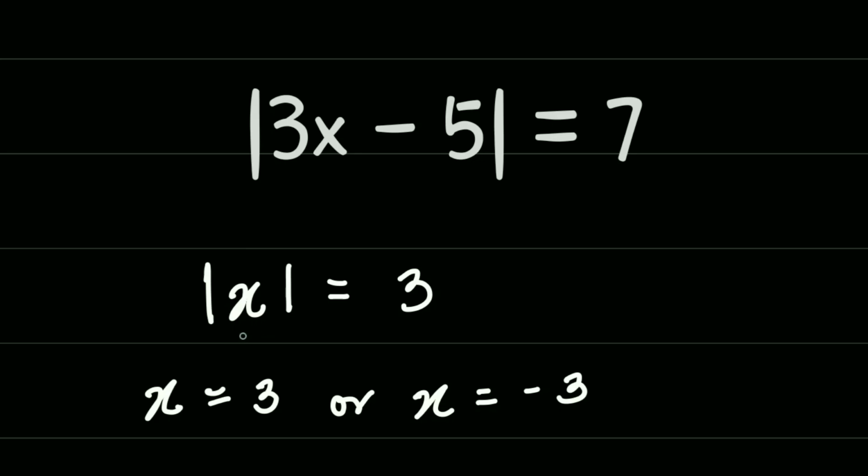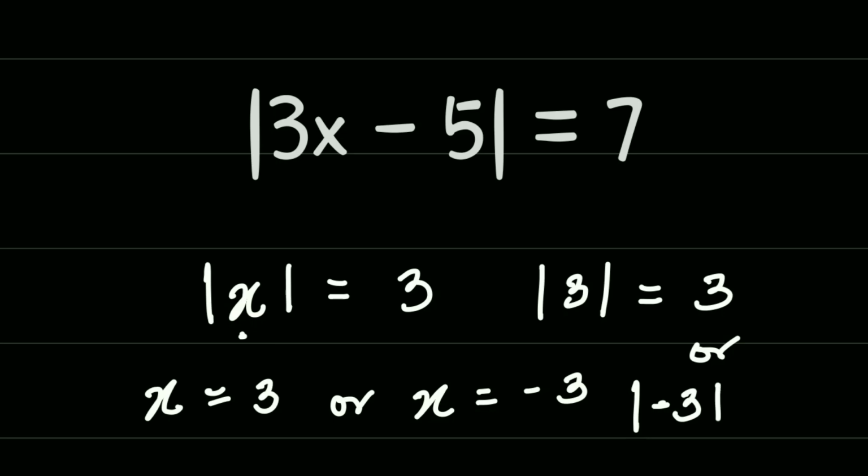If we substitute the value of x here, the absolute value of plus 3 is 3. Or if you substitute the value of x, the absolute value of minus 3 is 3. So when x is plus 3, the absolute value is 3. When x is minus 3, the absolute value is 3. And so there are two possible values of x.